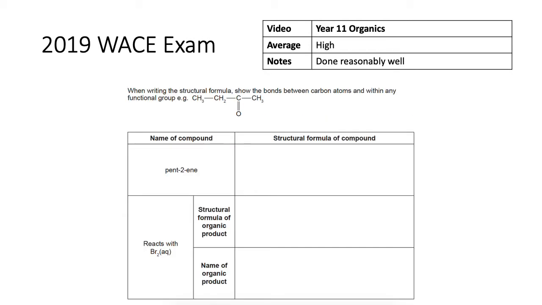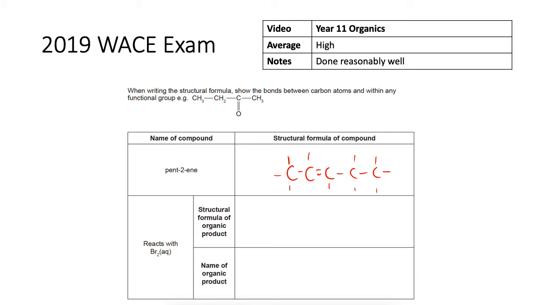Okay, so this was done reasonably well. That's what they said. Okay, so write the structural formula showing the bonds between the carbon atoms. So, okay, pentene, the second one has the double bond, 2, 3, 4, 5, and then you should really put in the hydrogens around everything. I'm going to be too lazy to do it, but you know that there needs to go hydrogens on there. Don't just draw the little lines and expect to get marks. You have to draw all the hydrogens in. All right.